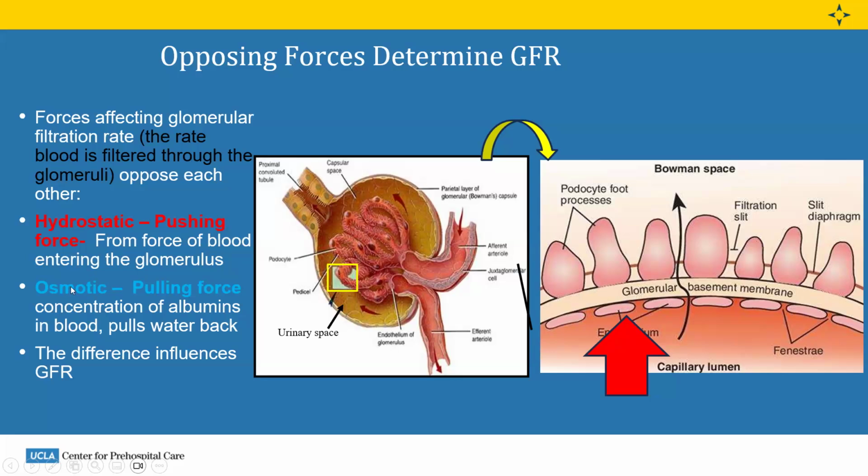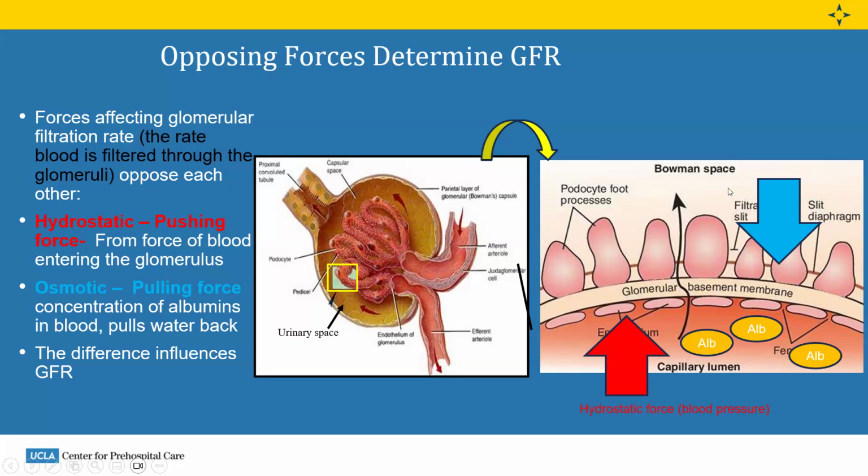Now, there's an opposing force that's called our osmotic force. And so if we think back to those albumins, which are large negatively charged proteins that cannot cross through our glomerulus, right? So those albumins are going to be essentially staying within that capillary lumen or staying on the side of blood. Because those proteins are there, they're essentially creating an osmotic force, as in a force of water wanting to come back into that capillary lumen.